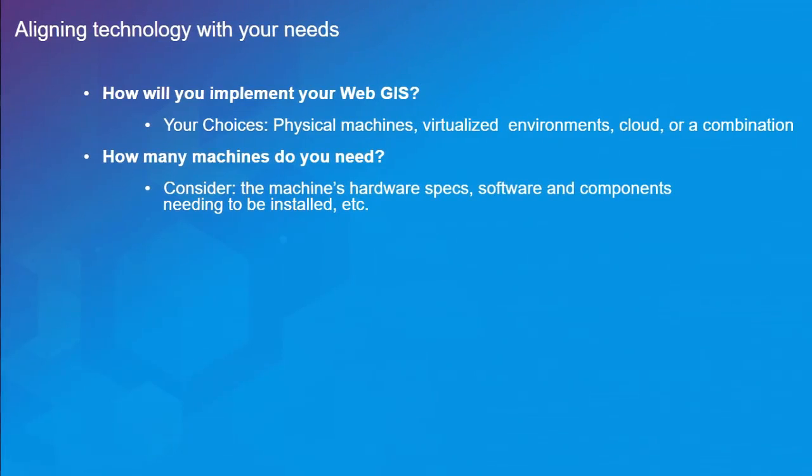Think about how many machines you're going to need. Now, this is tricky. Consider the hardware specs. Consider what software components you're going to be installing. Best practices dictate, and I'm sure if you've gone to some of the other sessions, that you want to separate out the different functions in your server. You don't want to overwhelm a machine because that will affect your performance. So think about how many machines are currently available. How can you maximize those to really optimize your GIS?